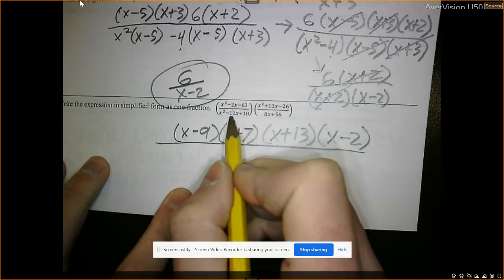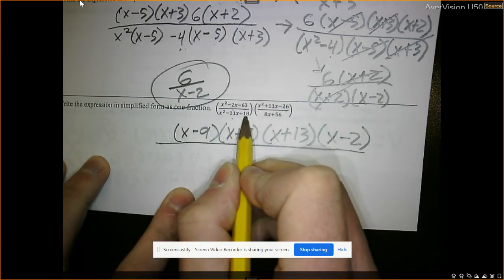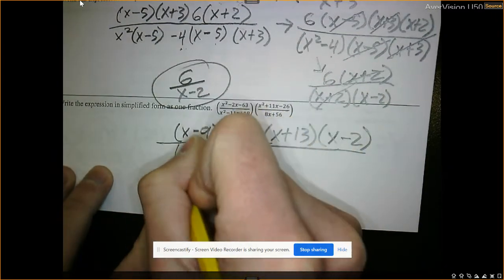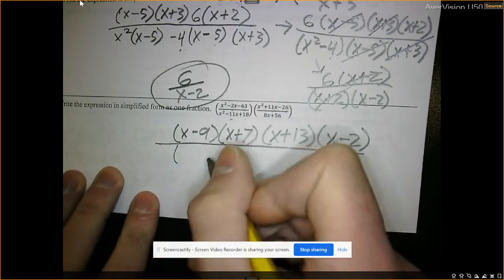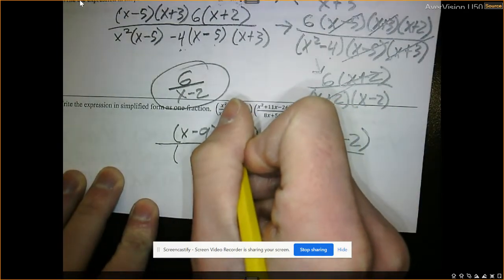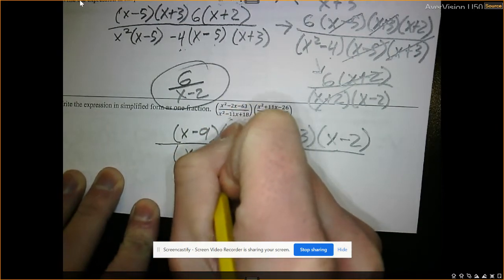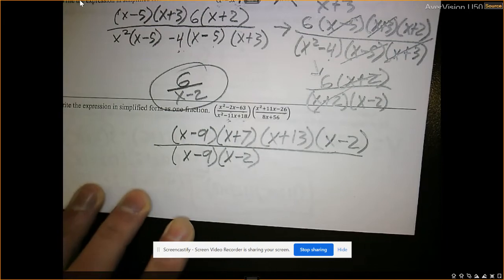Okay, going to the bottom. Thinking about two numbers that multiply to 18, add to negative 11. Okay, so you should be thinking, all right, if they multiply to 18, that's 9 and 2. Oh, yep, 9 and 2 add to 11. It's a negative 11, though, multiplying to a positive, so it's got to be a negative 9 and a negative 2. Negative times a negative is a positive.